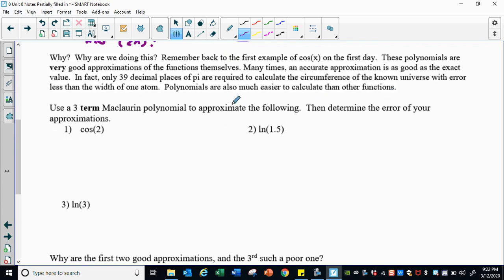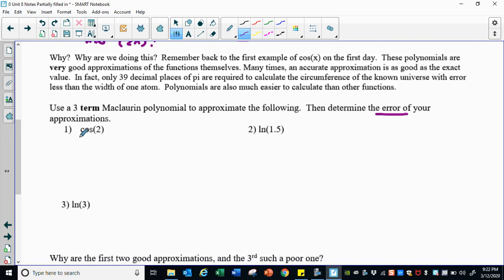Okay, so they're asking us to use the three-term Maclaurin polynomials to approximate the following and then determine the error of your approximations. So you can actually do this because you have a calculator. We're going to eventually be able to find the max error, maybe if it's an alternating series, or maybe you're going to have to use something that you haven't learned yet, that you'll learn on the last day, called the Lagrange error bound.